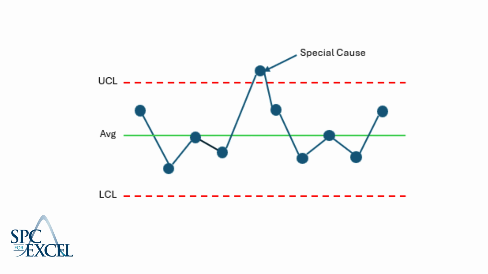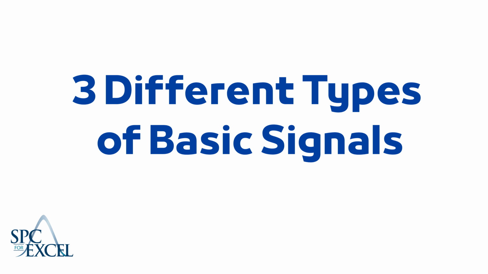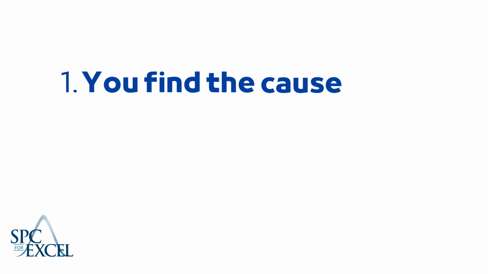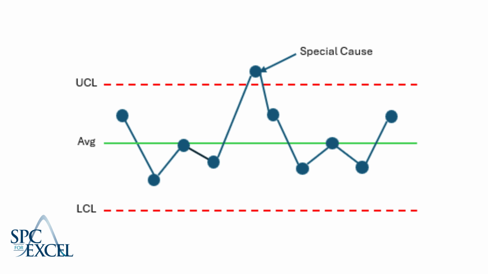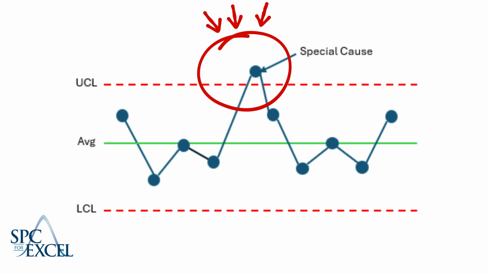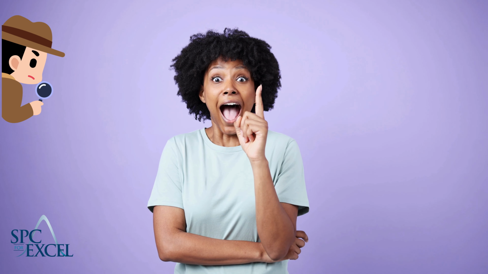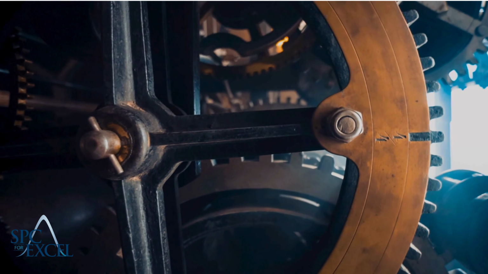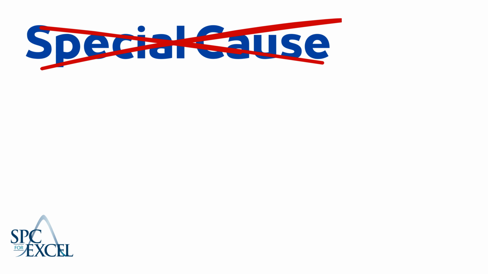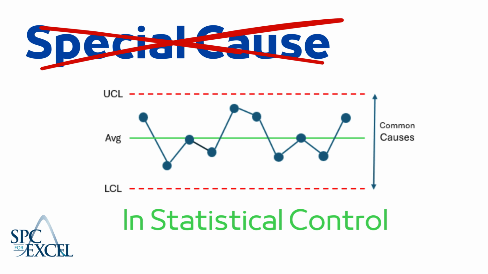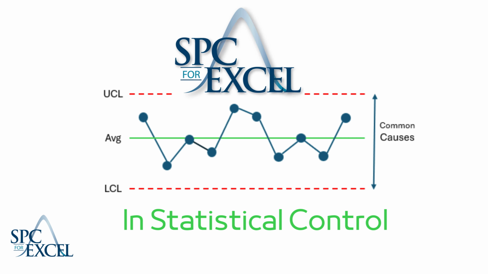When you investigate the results of your control chart, remember the three different types of basic signals. The first, in the best case scenario, is when you find the cause. You notice a point outside of the control limits, investigate it, and discover exactly what happened. Maybe a machine wasn't calibrated correctly. A new operator made a mistake. You remove the special cause, and the process returns to statistical control. That's exactly what SPC is designed to help you do.